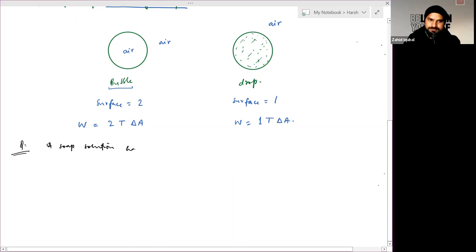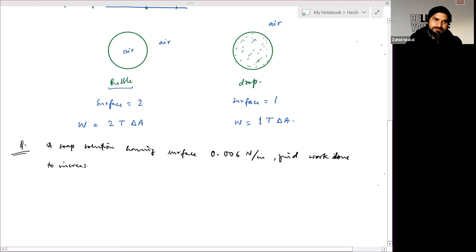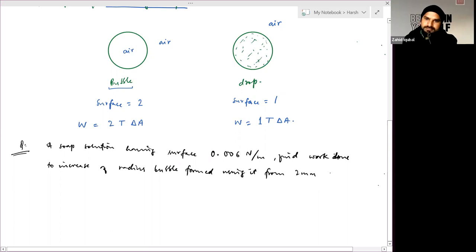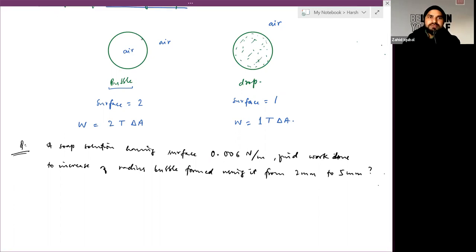A soap solution having surface tension 0.006 Newton per meter. Find work done to increase the radius of a bubble formed using it from 2 mm to 5 mm. Just use the above formula and try to find.